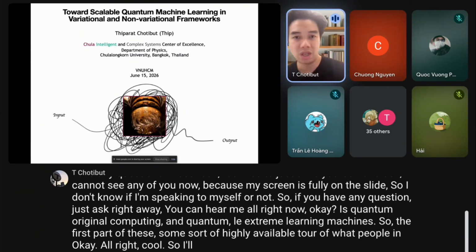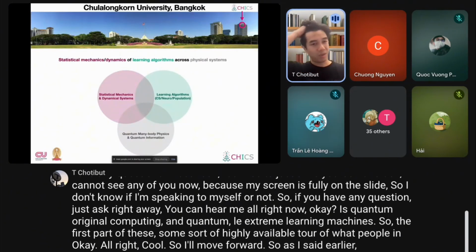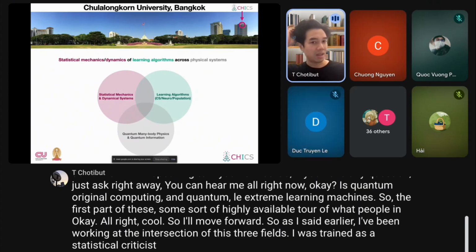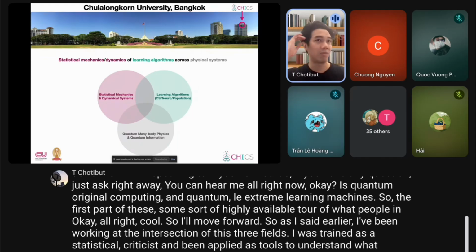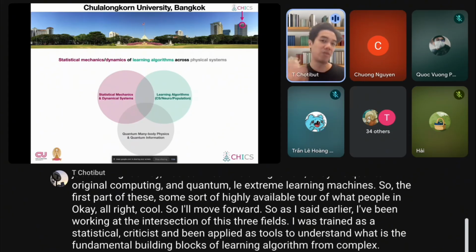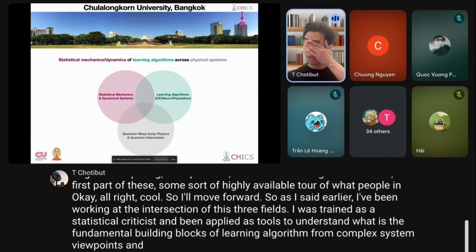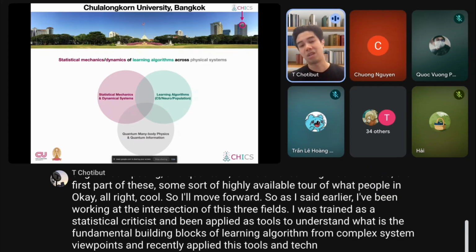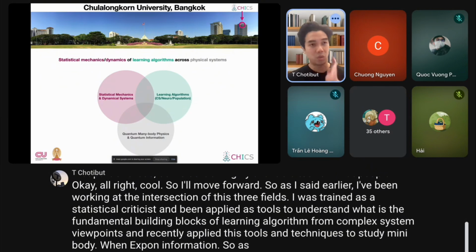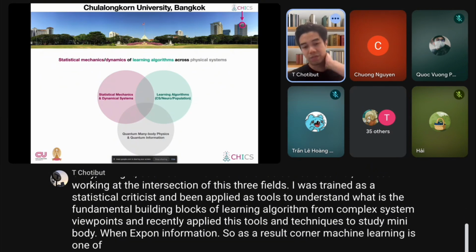So I'll move forward. As I said earlier, I've been working at the intersection of these three fields. I was trained as a statistical physicist and have applied these tools to understand the fundamental building blocks of learning algorithms from a complex systems viewpoint, and recently applied these tools and techniques to study many-body quantum physics and quantum information. As a result, quantum machine learning is one of the natural intersections between these three fields.